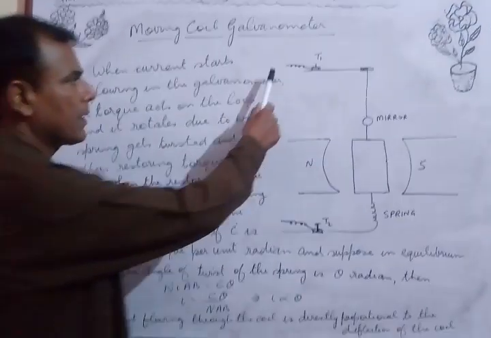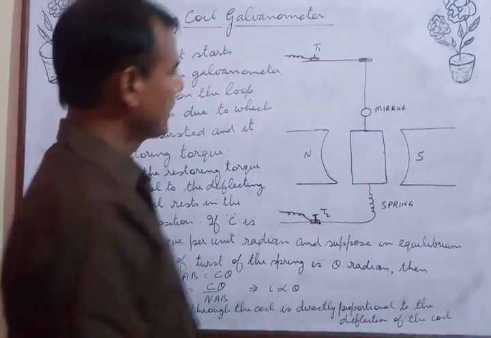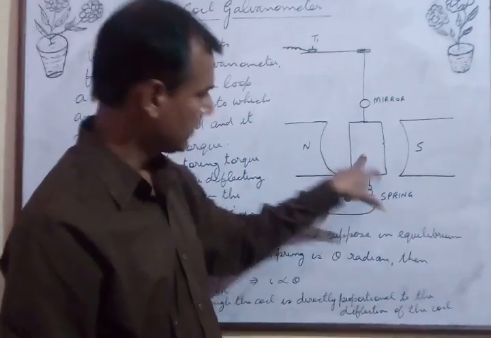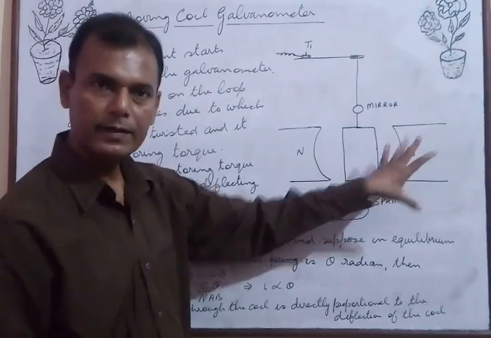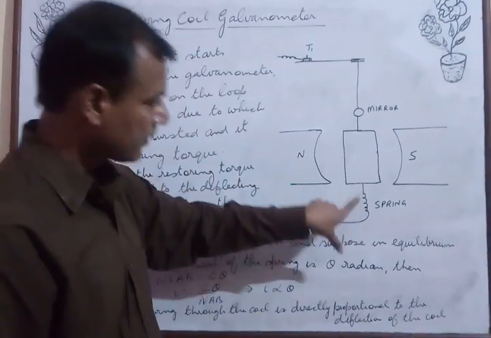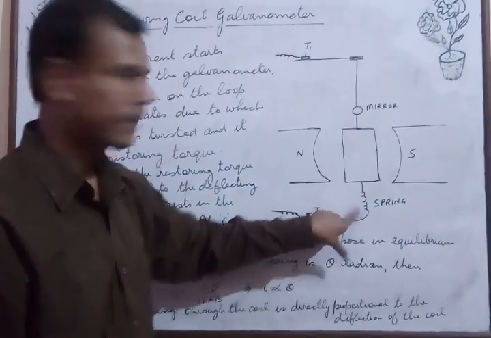So when current starts flowing in the galvanometer, due to flow of current, a torque acts on this coil kept in the magnetic field. It starts rotating. When this rotates, the spring gets twisted.